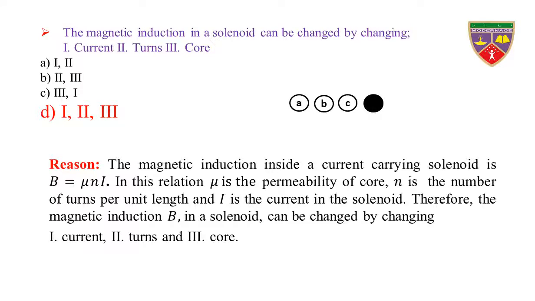Reason. The magnetic induction inside a current carrying solenoid is B equal to mu n I. In this relation, mu is the permeability of core, n is the number of turns per unit length, and I is the current in the solenoid. Therefore, the magnetic induction B in a solenoid can be changed by changing 1. current, 2. turns, and 3. core. Hence, option D is correct.